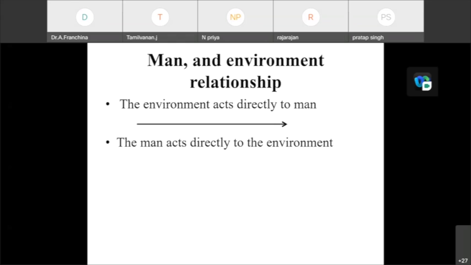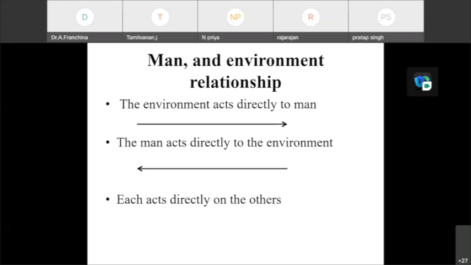I think this is a very important thing, why the influence and the impact is more. Say, for example, when we are using carbon dioxide more and more, what will happen? The earth is heating up, global warming, right? The temperature change, the climate change, everything is caused. So these are the two reasons. The environment acts directly on man, and man acts directly on the environment. Each acts directly on the other.